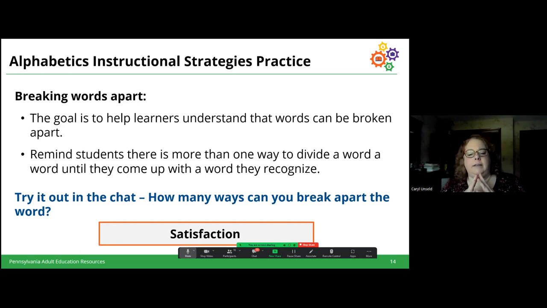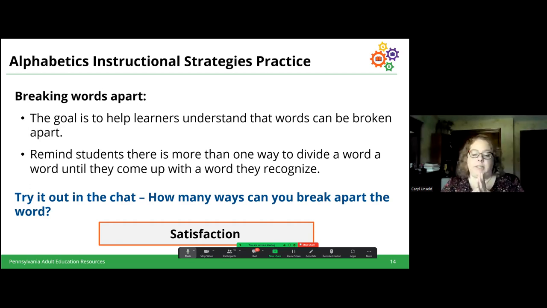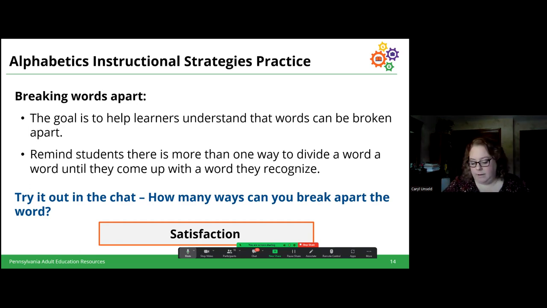Just gives you the idea of what you can do with students. And again, you can do this online just simply using chat, just like we're going to do. Or you can have them put them on note cards and then bring them back together, or you can make a set of note cards where they're taking word parts and putting them together and making other words. That is alphabetics instruction for those students who are a little bit more advanced, who are trying to decode multi-syllabic words.